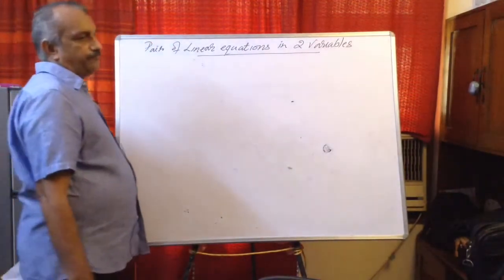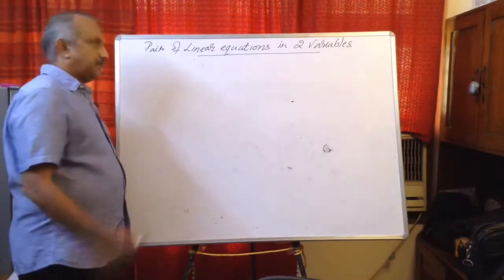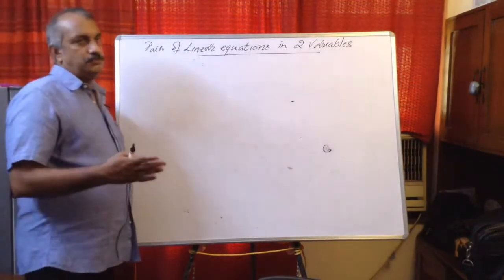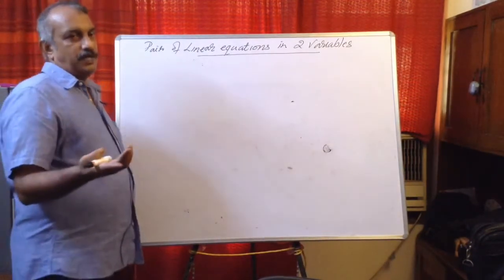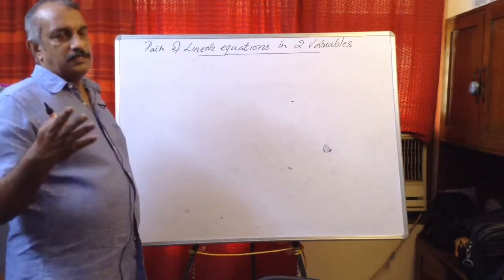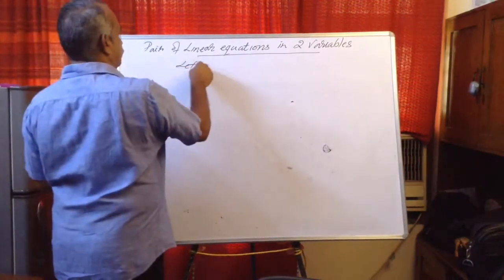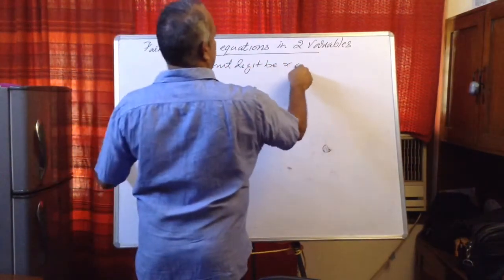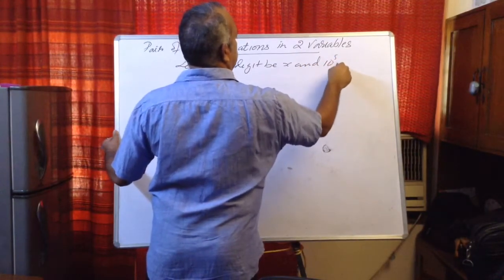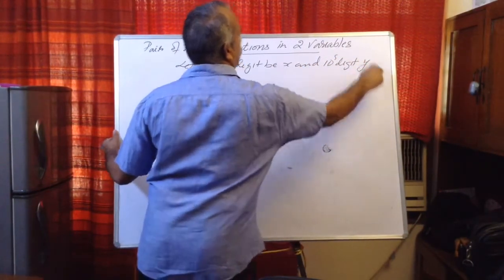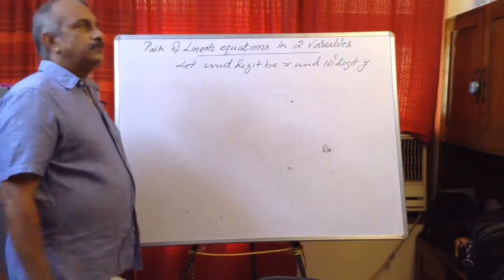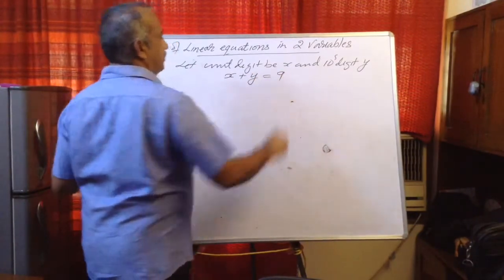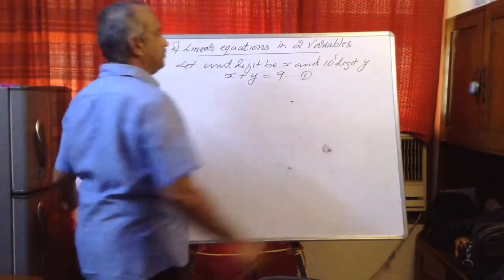We did these types of questions in 8th standard, but we'll go into detail. First you have to assume, specifically in this case, you cannot write let the digits be x and y. You have to specifically assume let the unit digit be x and the tens digit y. Now the first equation is direct: x plus y is equal to 9, because it is already given that the sum of the digits is equal to 9.